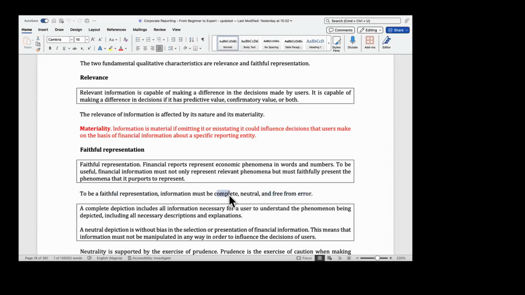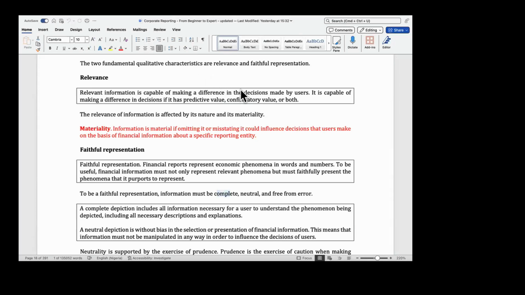Complete here means that your information, your report, must include all information necessary for a user to understand the phenomenon being depicted. Every economic activity must be presented, even the ones you cannot present in figures. Describe it, explain it in words. Complete. Don't omit. As soon as you omit an item, it will seriously affect your financial statement. That means it is not useful. So complete is key as far as reporting is concerned.